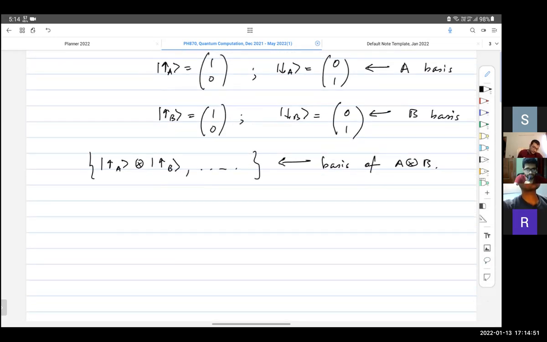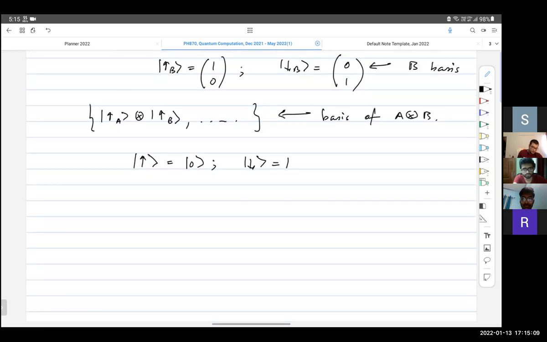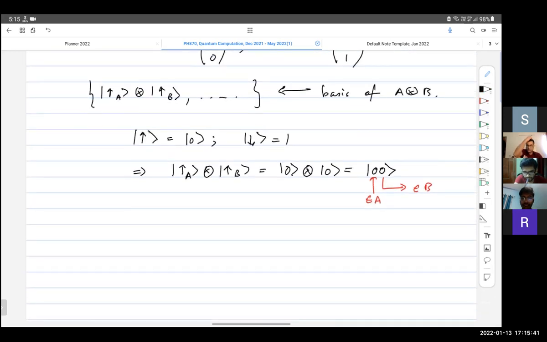Okay, so I'm going to make a small change in the notation, just to make it a little bit simpler, which is that I'm going to refer to this up state as 0 and the down state as 1. Okay, so if I have a state like this, I'll write it like 0 tensor 0, and then I will abbreviate it further to 0, 0. So it should be understood when I do this that the first belongs to A and the second belongs to B. Okay.